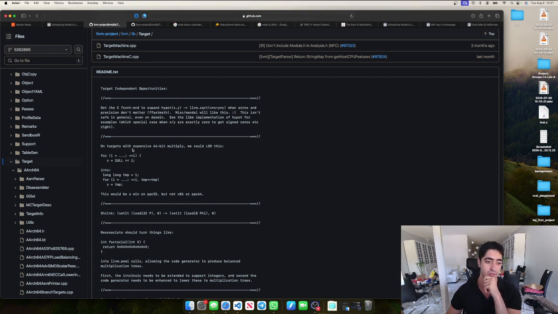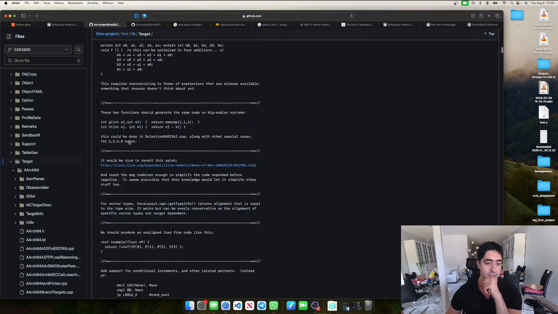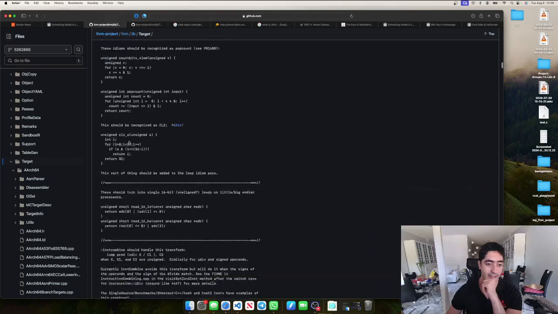Target independent opportunities. Get the C frontend to explain hypot. LLVM does square root of x times x plus y times y when errno and precision don't matter. Miscellaneous matters will like this. This isn't safe in general, even on Darwin, for a C library implementation of hypot, for example. Okay.